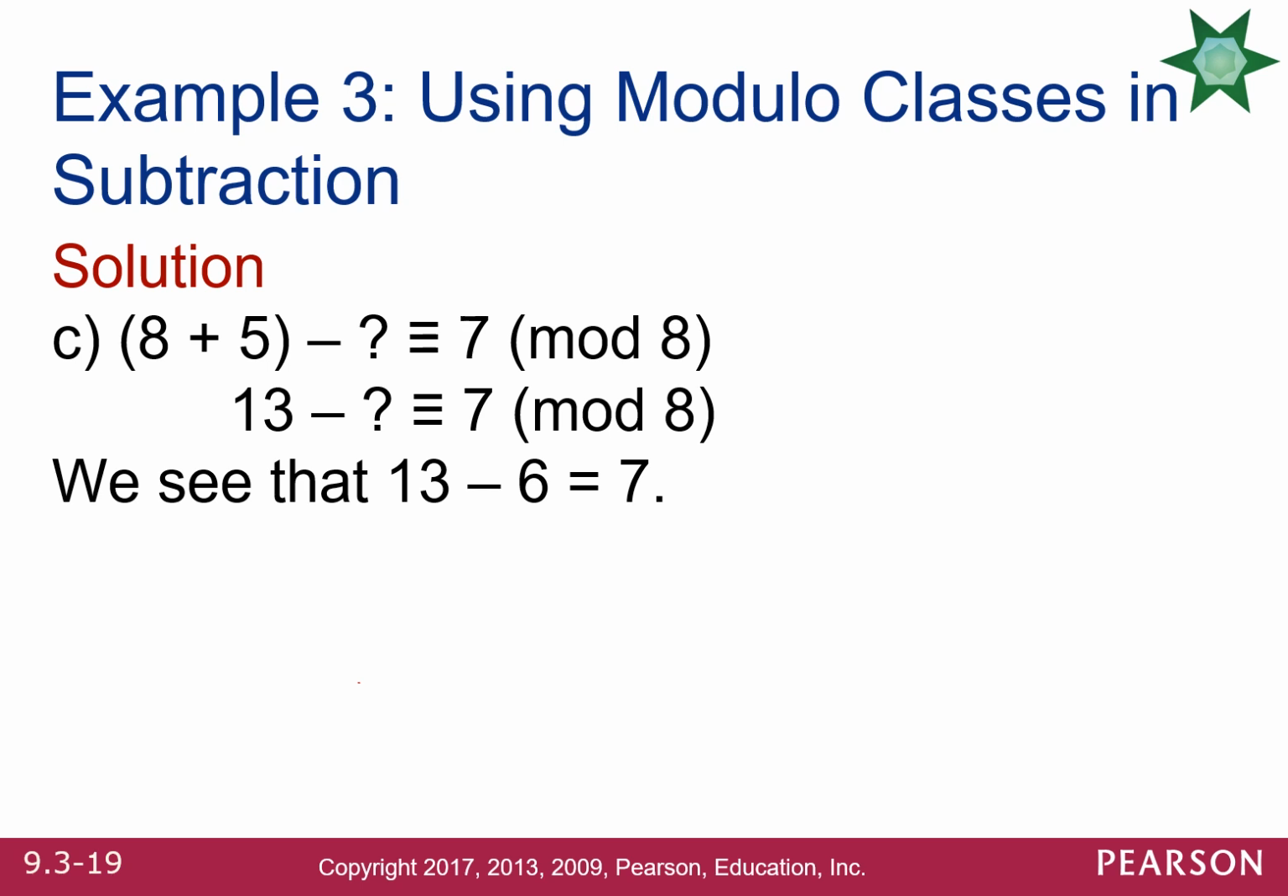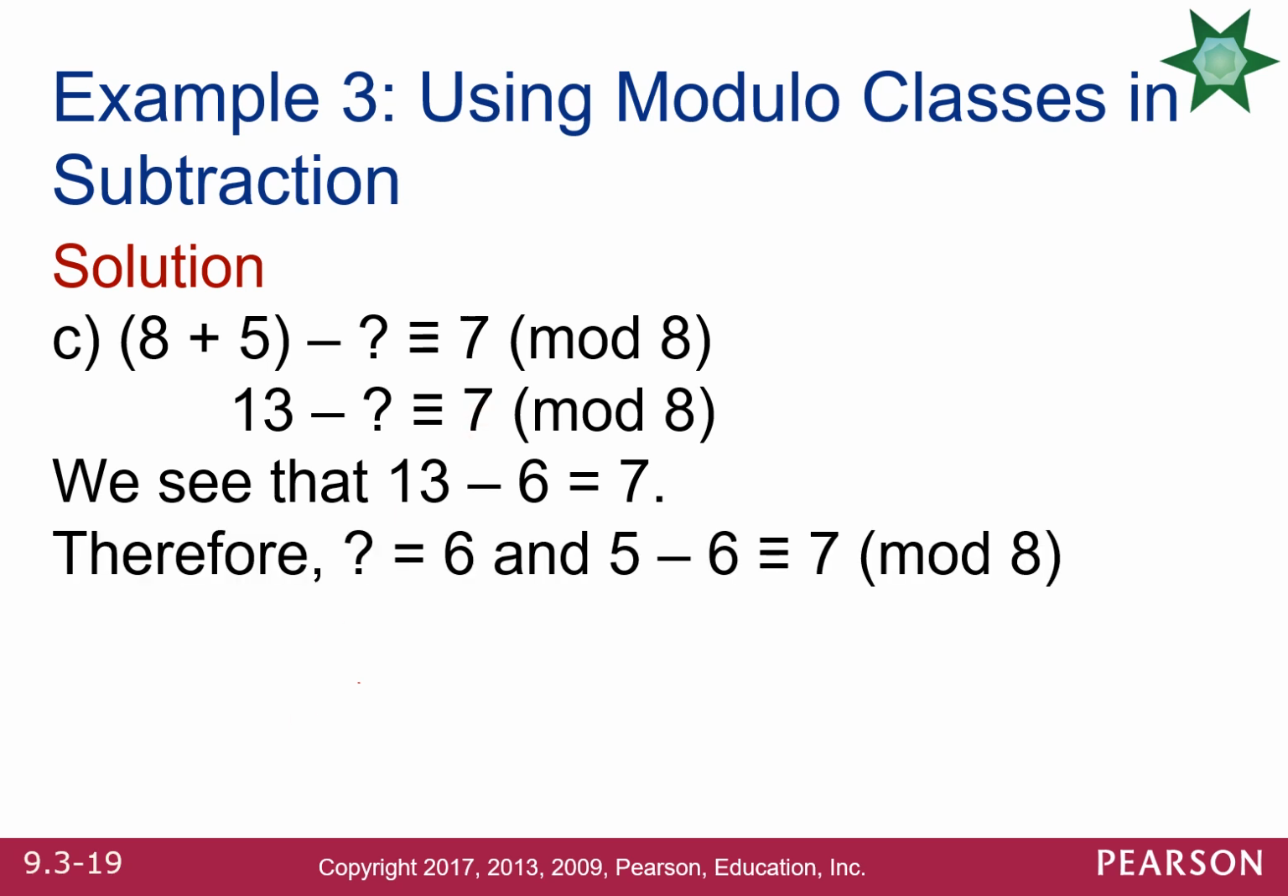So we see that 13 minus 6 is equal to 7, correct? So if we replace the question mark by a 6, then 13 minus 6 would make this left hand side 7, which would be the same value as 7. So 7 mod 8 would give us a remainder of 7, correct? So let's see. Therefore, question mark is equal to 6 and 5 minus 6 is equivalent to 7 mod 8.